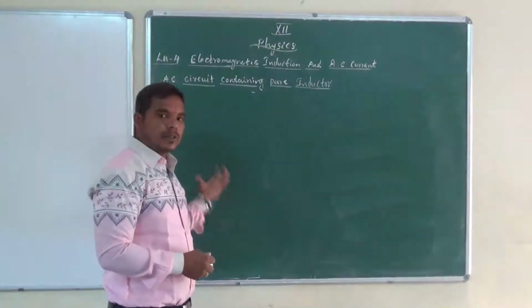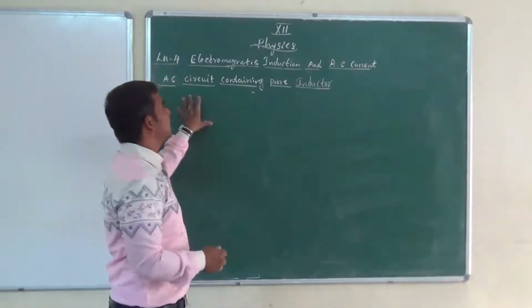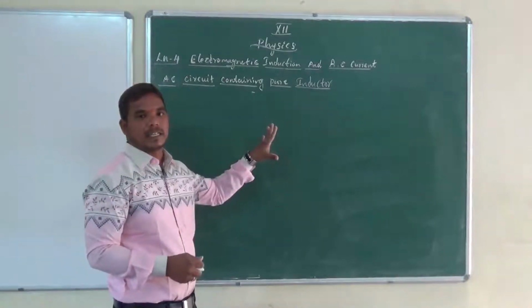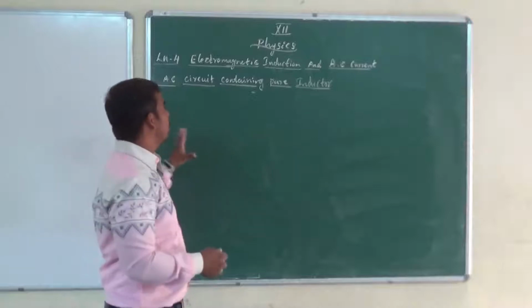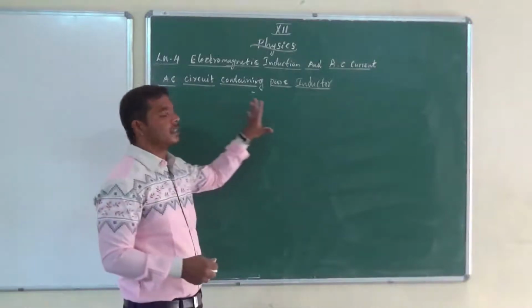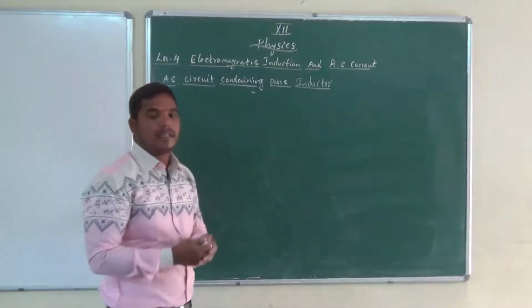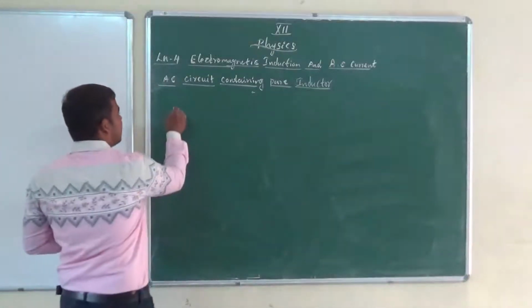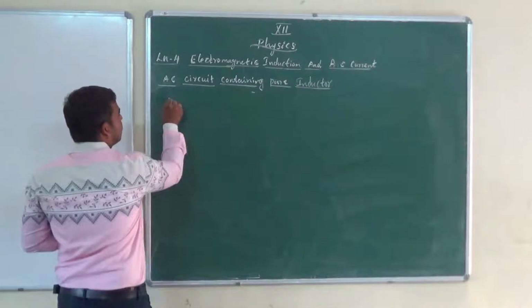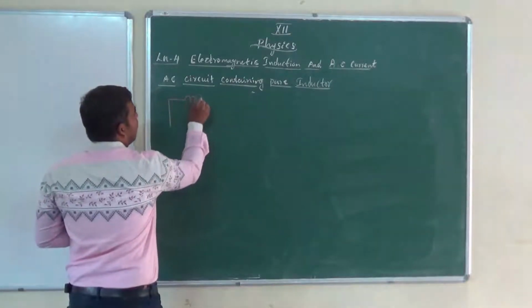In our previous question we discussed the AC circuit containing pure resistor. We got the equation and the phasor diagram. Now we are going to discuss the AC circuit containing inductor. First I will draw the diagram of the AC circuit containing pure inductor. See, this is the symbol of inductor.